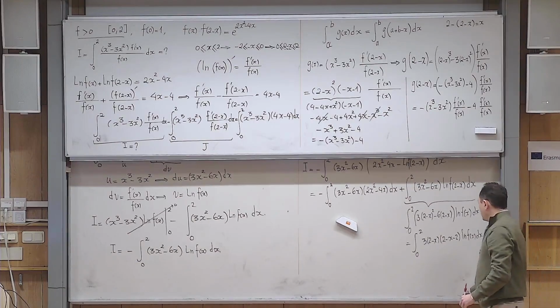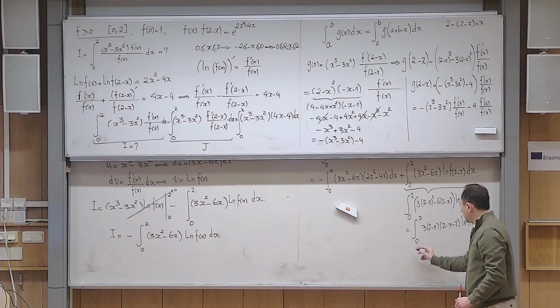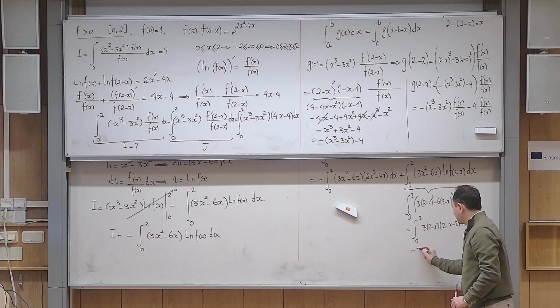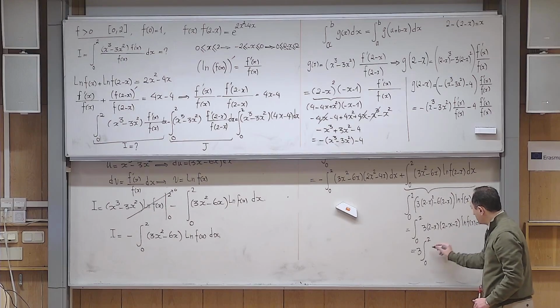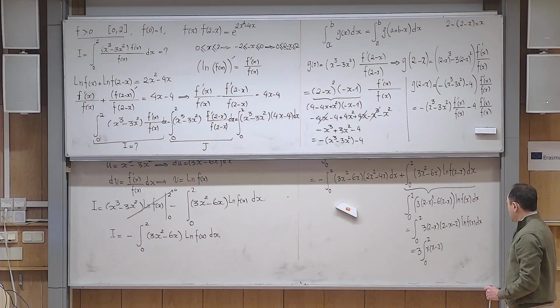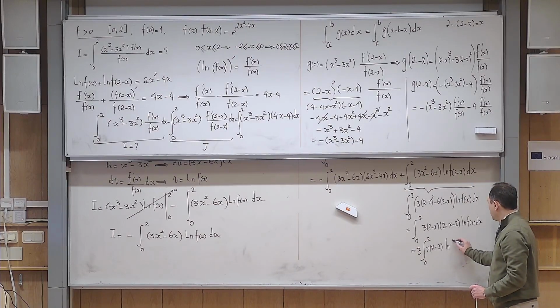Okay, so then what happens, this 2 and that 2 are gone. This minus sign, I use it to interchange these two. I can pull 3 out. So this becomes 3 integral from 0 to 2. This becomes x minus 2 times x. Yes? So ln of f of x dx.